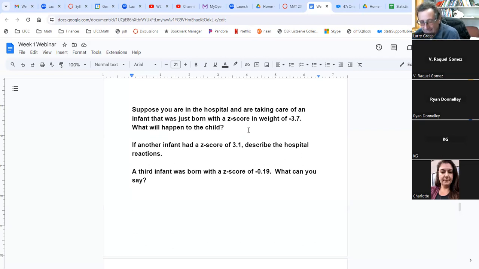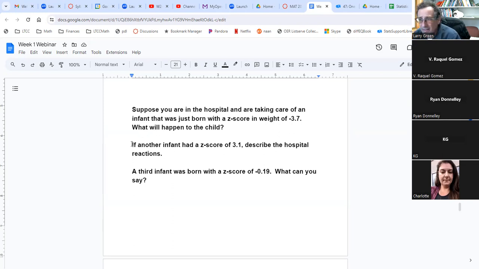And that child is going to be cared for and kept in the hospital because negative 3.7 means more than 3 standard deviations on the low side of the average weight. That means really, really small. And when that happens, that baby's in the ICU. Okay, does that make sense?